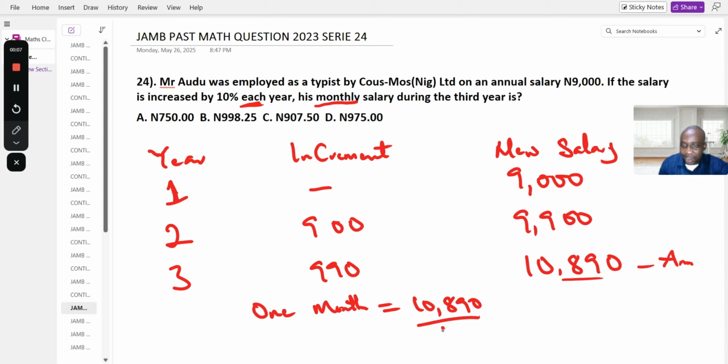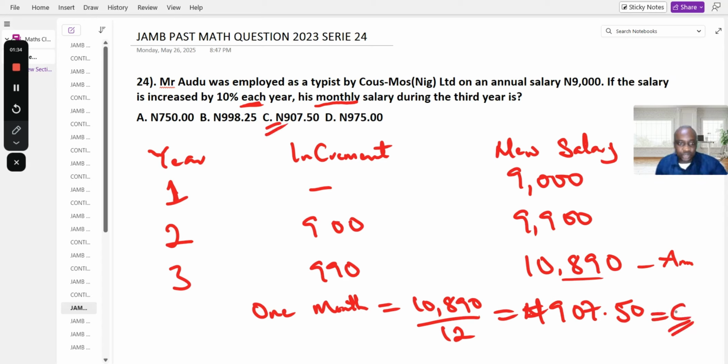10,890 divided by 12. What is it going to give us? Therefore, his monthly salary is going to be what? After we divide it by 12 months, his salary for 1 month is 907 naira 50 kobo. That is the monthly salary the question says we should look for. Do we have 907.5? Yes, C. Number C. Let's move to the next question.